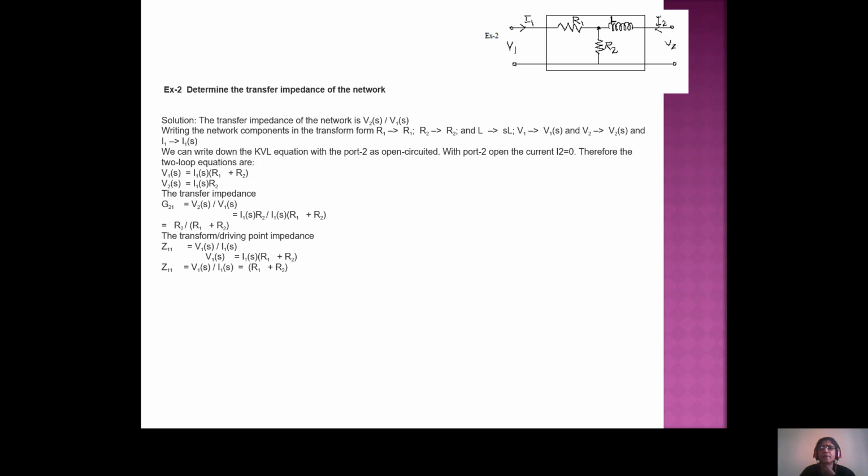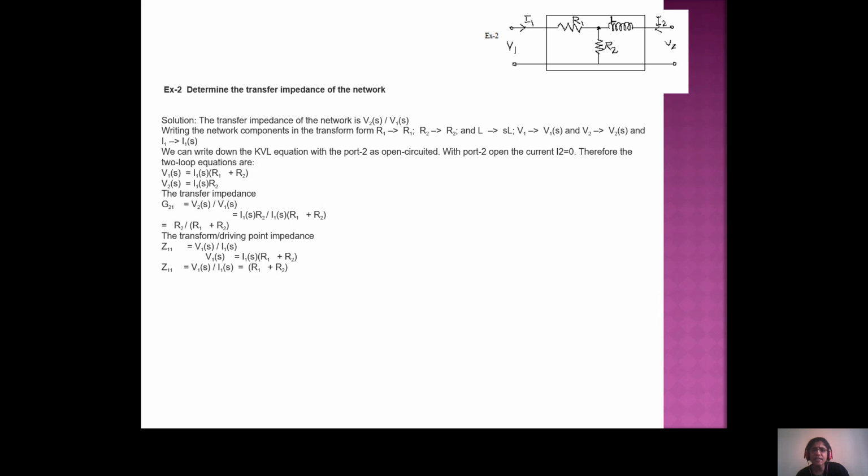So the transfer impedance means the voltage at the second port and the current at the first port, V2 of S by V1 of S. Writing the network components, R1 is R1, R2 is R2, but L is equal to S into L. V is equal to V1 of S, V2 is equal to V2 of S, so I1 is equal to I1 of S and I2 equal to I2 of S.